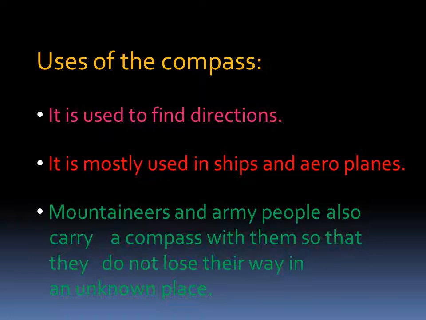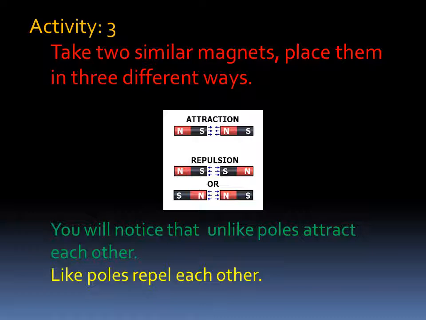Now, activity 3. Take two similar magnets and place them in three different ways. You can see the picture, children. Bar magnets are taken and placed in this way. In the first picture, you can see the south and north direction they were placed, and they attract here. So this is called unlike poles. Unlike poles always attract each other.